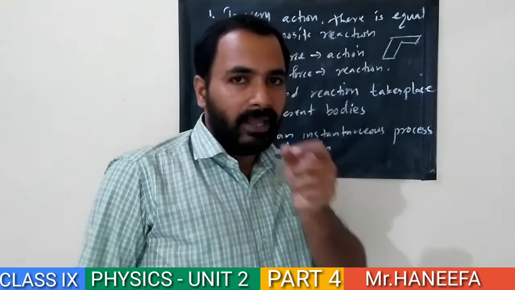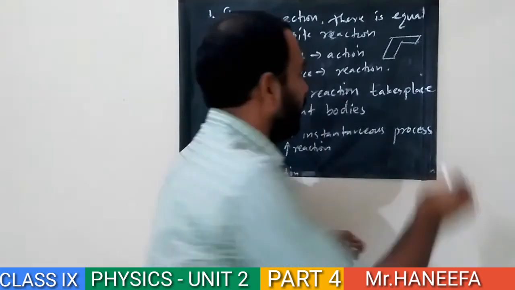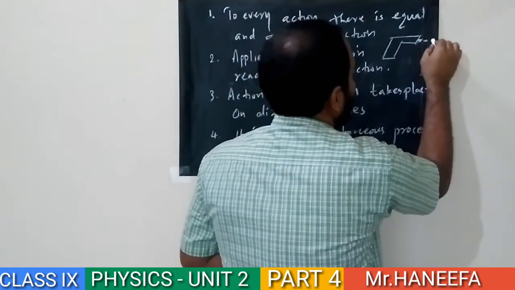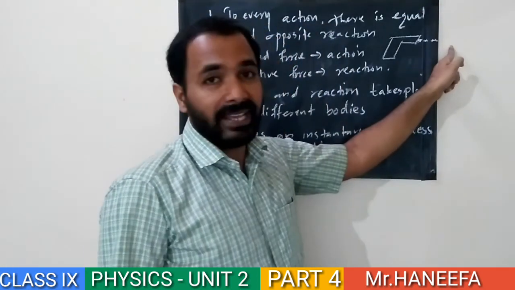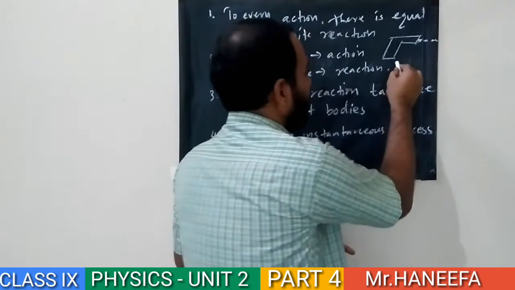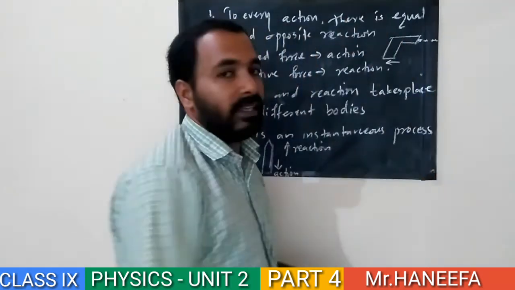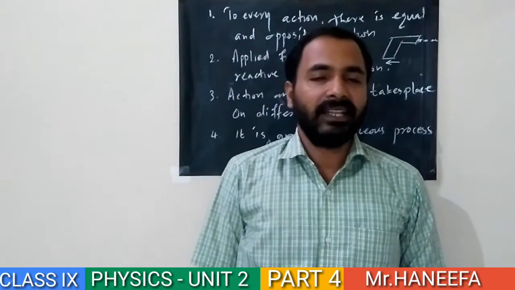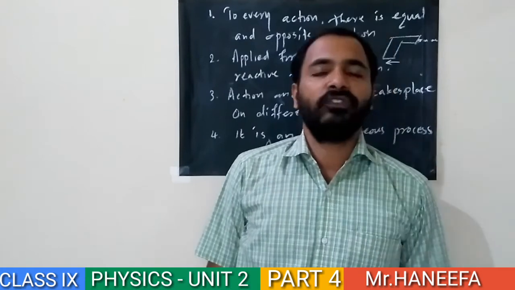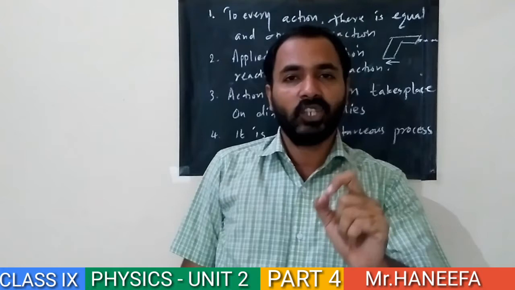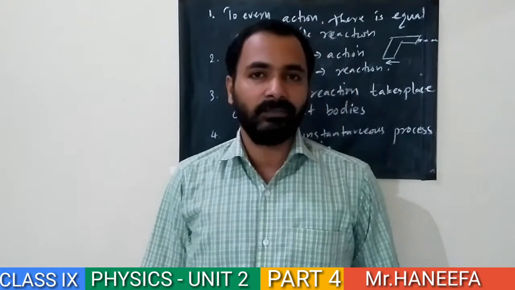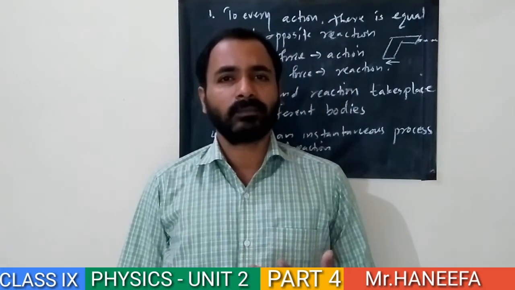So here is a gun. When a bullet is fired from the gun, the bullet moves in this direction, the forward direction. That time the gun moves in the backward direction. That is called recoil of the gun. This is also an application of Newton's third law. Any other examples?